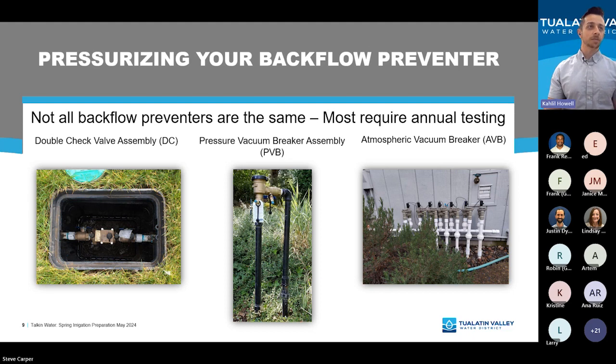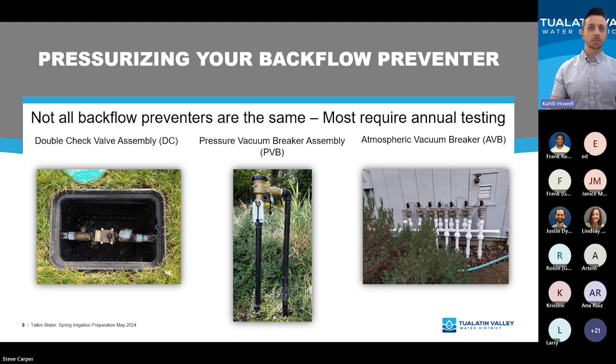We can all imagine some of the contaminants that could exist in our lawn, from fertilizers to animal feces to just the biological hazard of stagnant water. That water drains back into the sprinkler heads, into that piping, and the backflow preventer makes sure that doesn't get into the drinking water. So the double check valve assembly and the pressure vacuum breaker assembly require annual testing, which is why they have shutoff valves and test ports to complete that annual test by a certified tester.